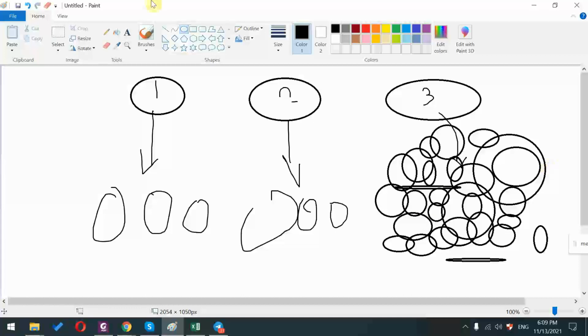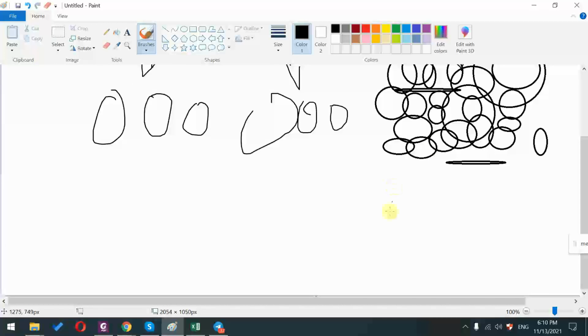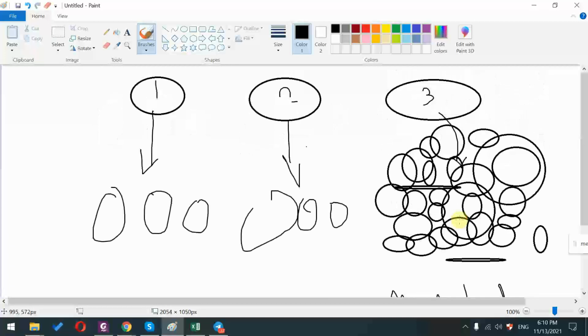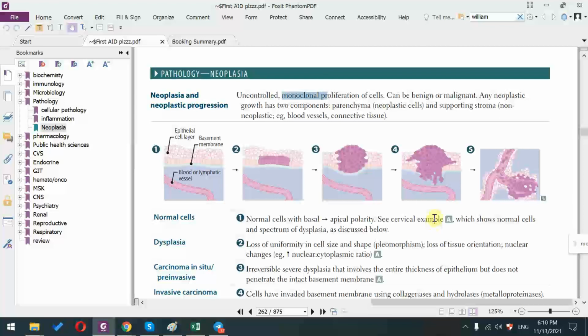And since they are coming from only one cell, all of these cells, we call it monoclonal. So monoclonal comes from one stem cell. Polyclonal comes from multiple stem cells. So they write in First Aid, uncontrolled monoclonal proliferation of the cells. It can be either benign or malignant.